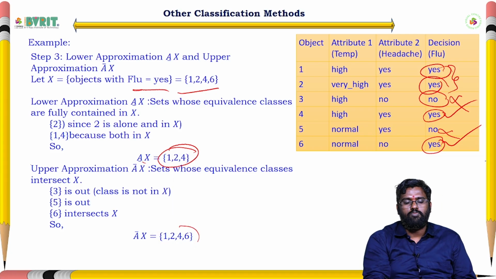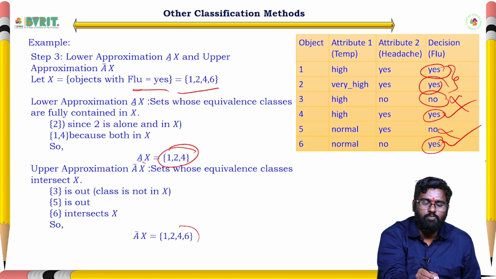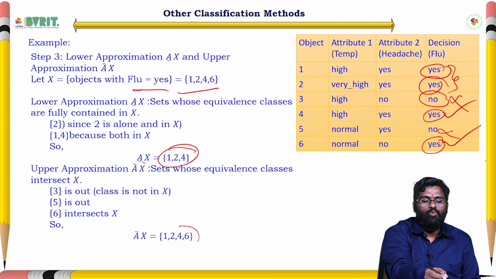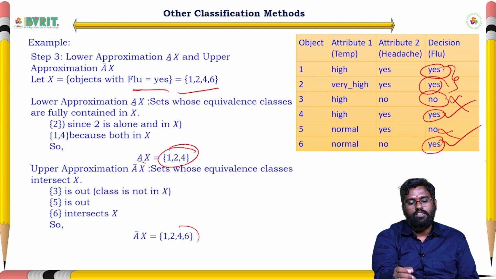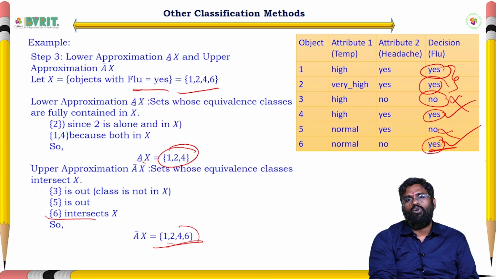So approximations means, so to see here, very high with yes status. So that means that it belongs to x. Now we are combining 1, 2 and 4. Then those are the lower approximation, the starting ones. Upper approximation means the next coming ones. So 1 to 4, and 6 will also have the same status. That's why we are including 1 to 4 and 6.